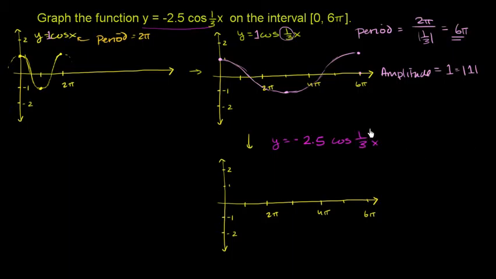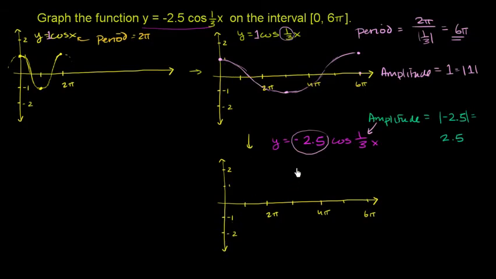Well, what's going to be the amplitude for this thing right over here? Well, the amplitude is going to be the absolute value of what's multiplying the cosine function. So the amplitude in this case, I'll do it in green, is going to be equal to the absolute value of negative 2.5, which is equal to 2.5. So given that, how is multiplying by negative 2.5 going to transform this graph right over here?